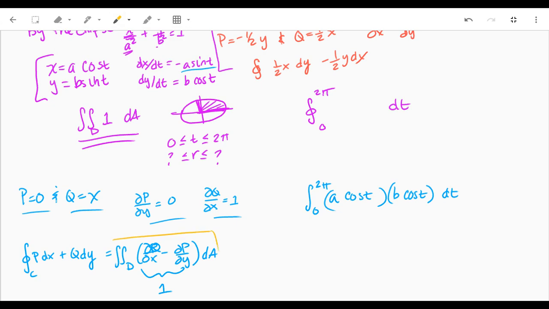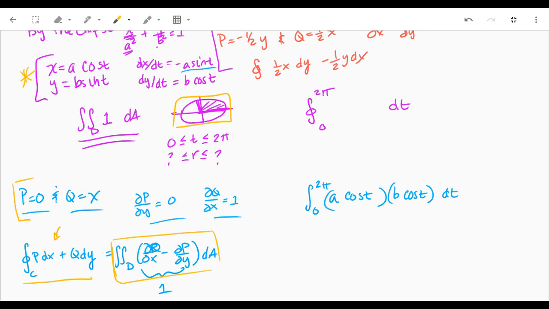We don't want to do this because it's too hard to do that area integral over an ellipse. So we're going to do this instead, because it's easier for us to parameterize the border of the ellipse than the interior. If we are going to parameterize the border, this is how we do it. We have strategically chosen P and Q so that dQ/dx minus dP/dy would be 1. Now we're just doing the subbing in here.